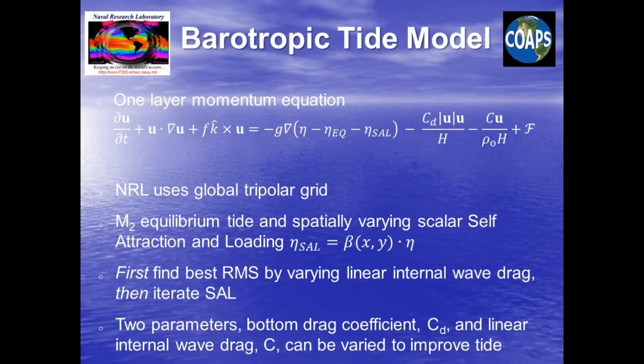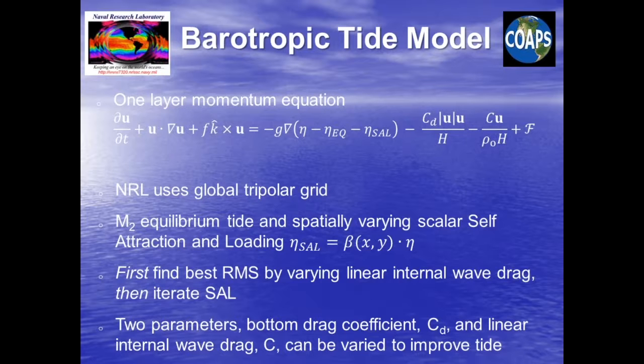And a new term, which is in the barotropic tide model, represents the conversion of the tidal motion itself into internal motion. So it represents now a loss of energy, an internal wave drag. And then finally, you have the other forcings, internal friction, wind forcing, features like that. So NRL uses what's called a tripole grid. It just happens to be the way. And we've added the equilibrium tide, that is to say the gravitational attraction of the sun and the moon. And we've added then a self-attraction and loading, the correction for the Earth's movement.